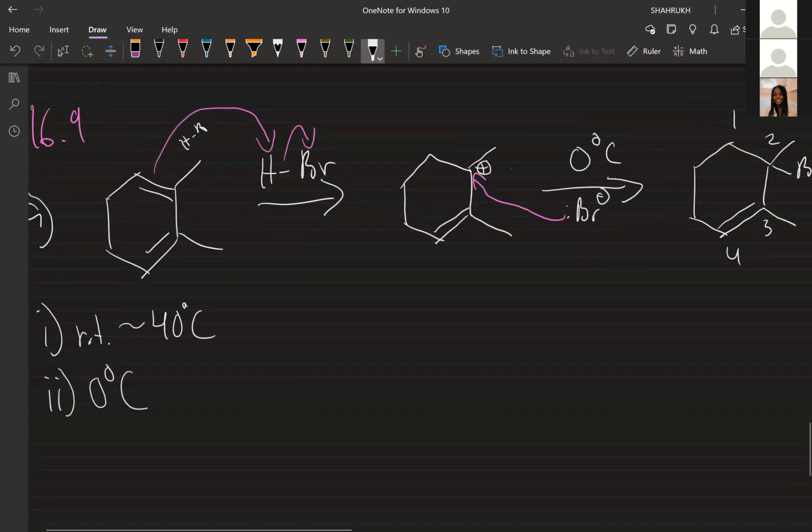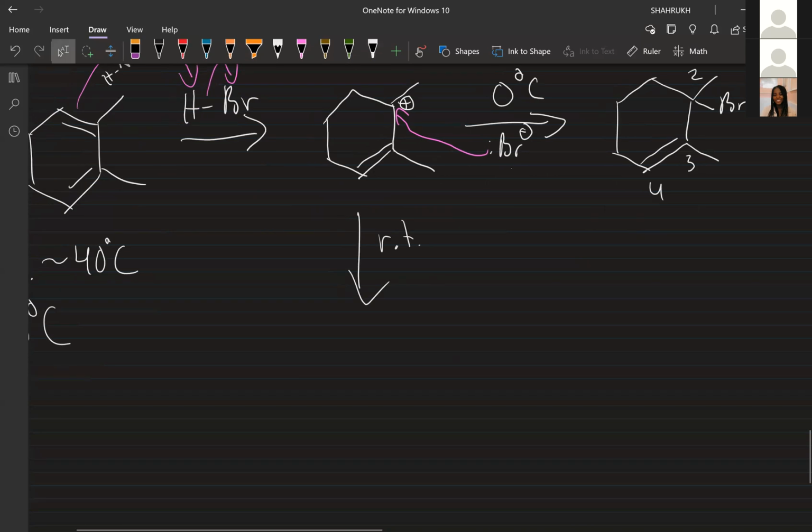So now what if we did the same thing here, right? But we had it at like room temperature or 40 degrees Celsius, right? Well, now what will happen is actually the Br minus, technically it still attacks, right? So I just want to show this because it's, let me draw this down here so we're not confused.